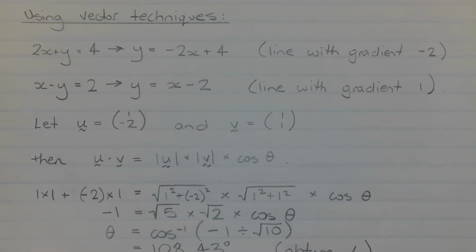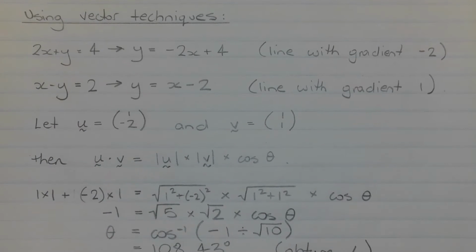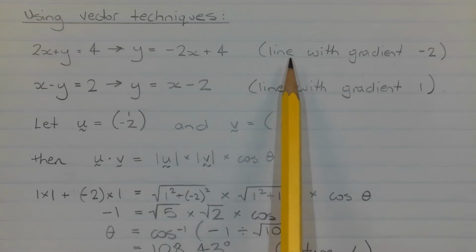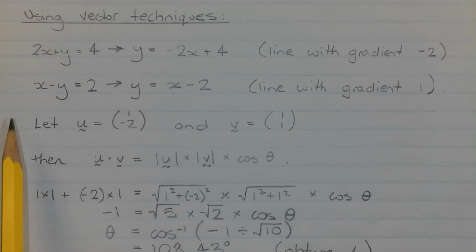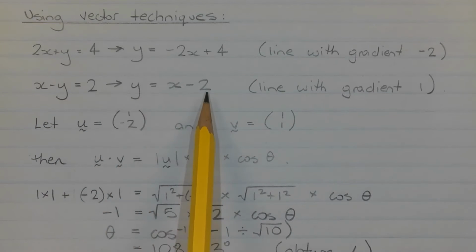In order to do that, we need to rearrange both of these equations into gradient-intercept form. So 2x + y = 4 becomes y = -2x + 4, and this is a line with gradient -2. And x - y = 2 becomes y = x - 2, and this is a line with gradient 1.